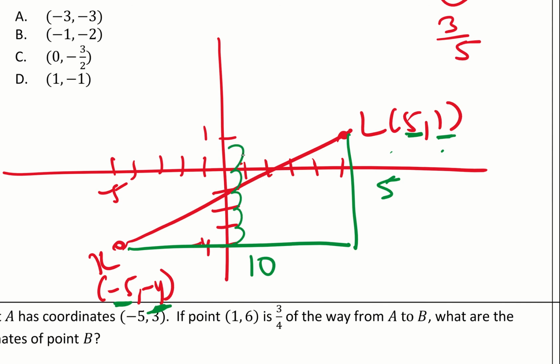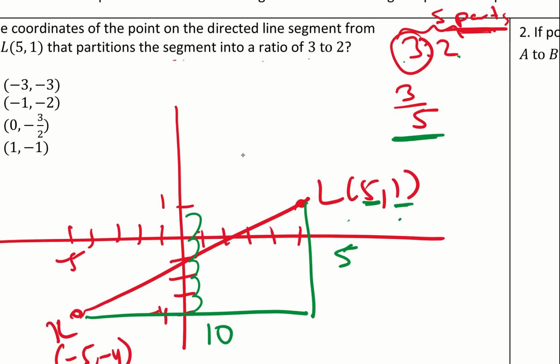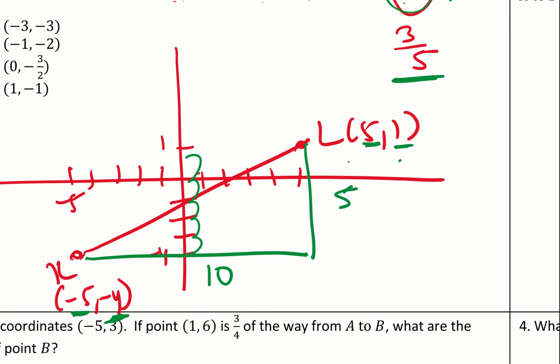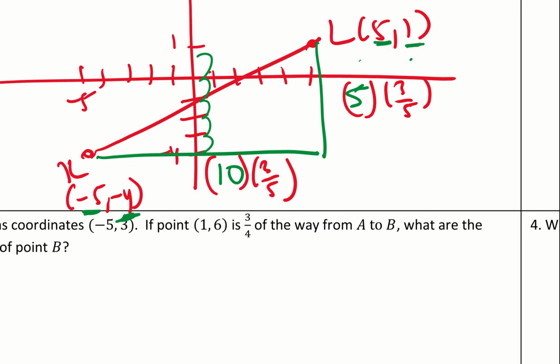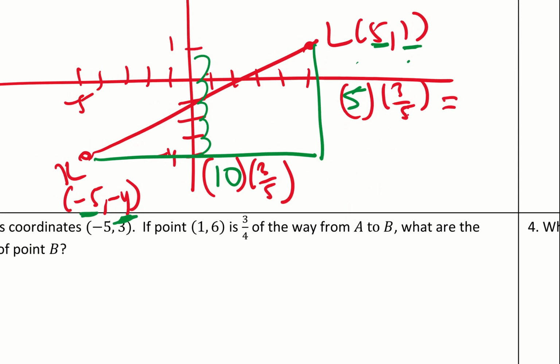The distance between those two, if you count the number of hops, 1, 2, 3, 4, 5, right? So there you go. And then you have to multiply these by the fraction, right? Because you want to split them into the 3:2 ratio, which means it's 3/5 of the way. So you're going to multiply by 3/5. So basically the fraction 90% of the time is going to be this number divided by the total number of parts. All right, so we got 5 divided by 5 is 1, 1 times 3 is 3. 10 divided by 5 is 2, 2 times 3 is 6. Okay, so you're going to go 6 in the x direction, 3 in the y direction.